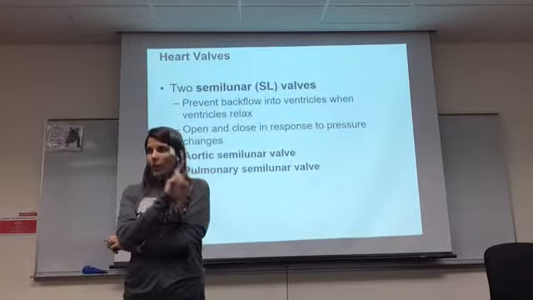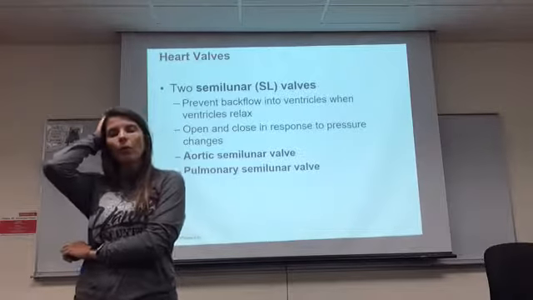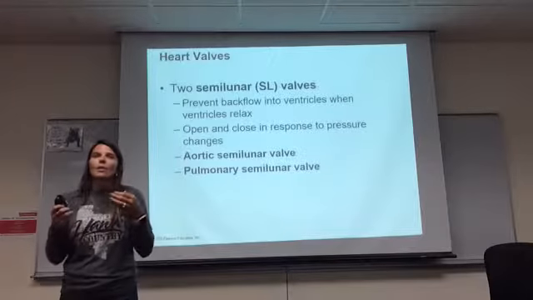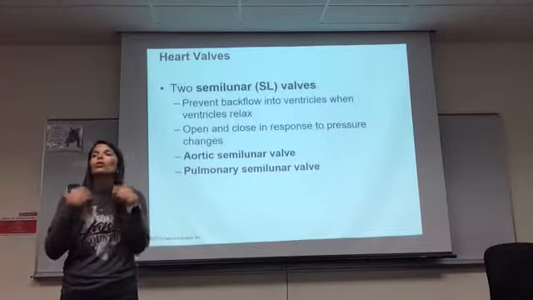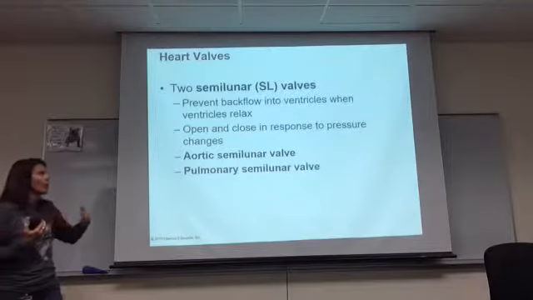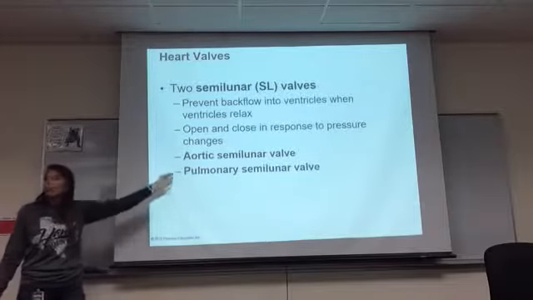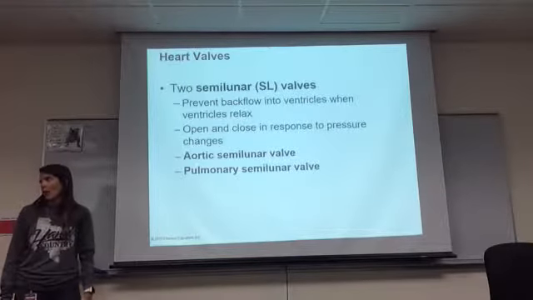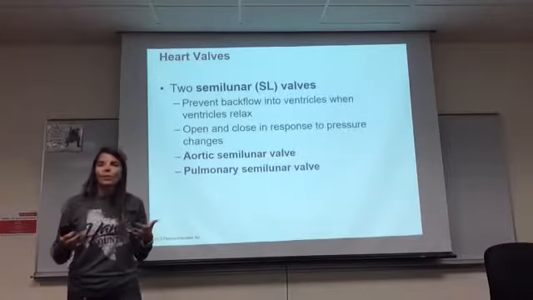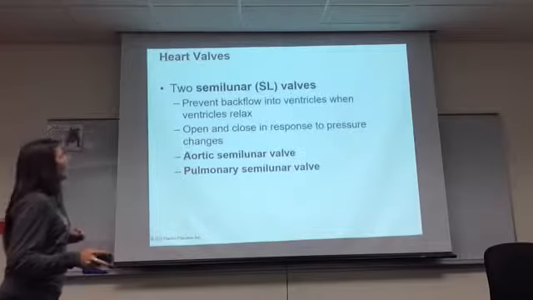We have 2 more valves. So we have the AV valves, atrioventricular valves. Now we also have what we call the semilunar valves. Semilunar valves are the ones that take it from the ventricle to its destination, whether it's the aorta or the pulmonary trunk. So you have the aortic semilunar valve or the pulmonary semilunar valve. And thank goodness those are the only names for those. Okay, so I feel like that's pretty straightforward, as long as you understand that semilunar means it's going from the ventricle to its destination. All right.